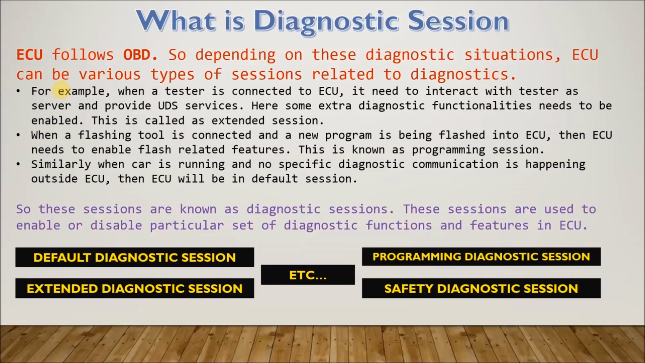So if some malfunction has happened, then you have to connect the ECU to a tester tool, and then you have to trigger some functionality. So when the ECU is talking to a tester, then it's a different diagnostic situation, right? For that, a separate session is there. If you have to upgrade the software, then we will be connecting another flashing tool and we will flash the software into the ECU, right? So this is a different diagnostic situation.